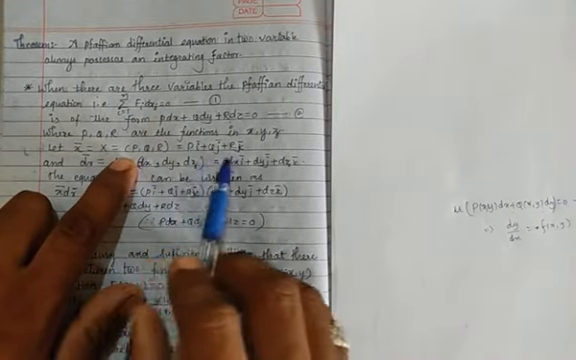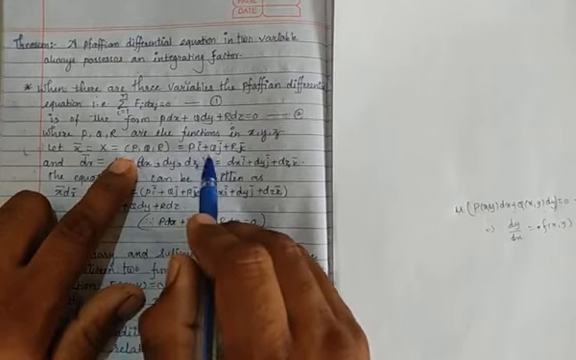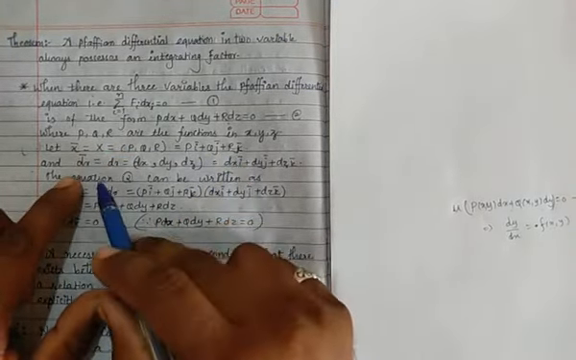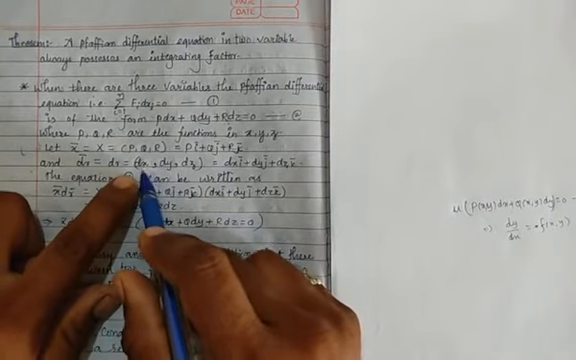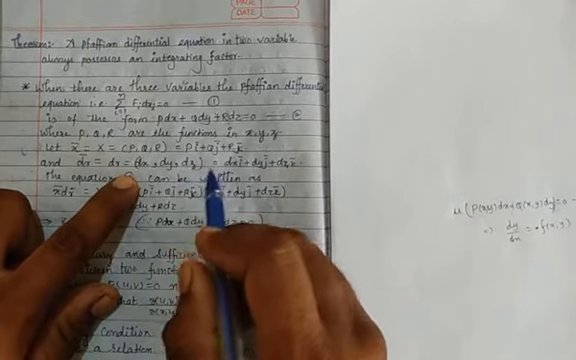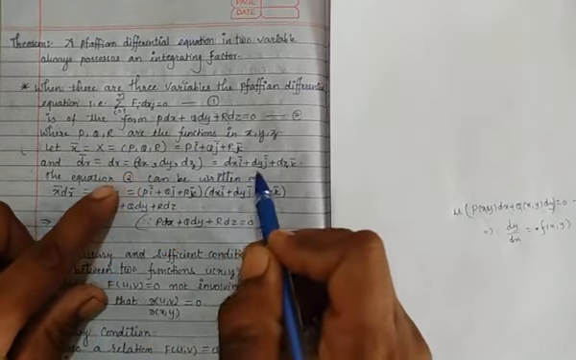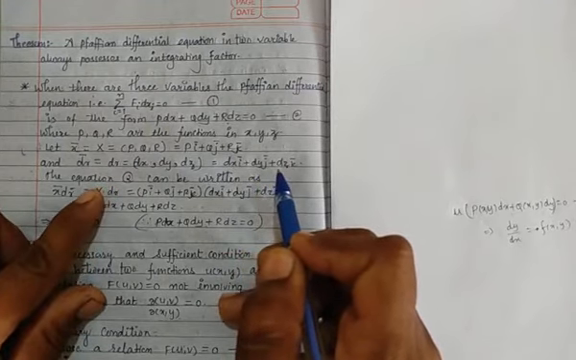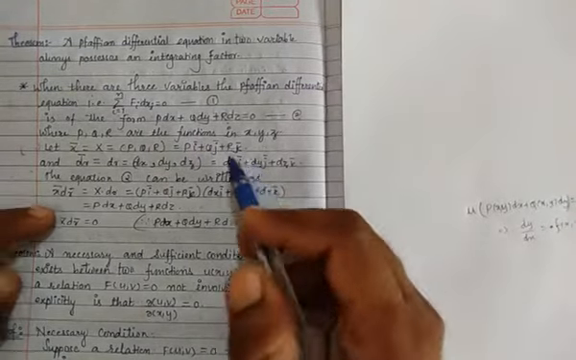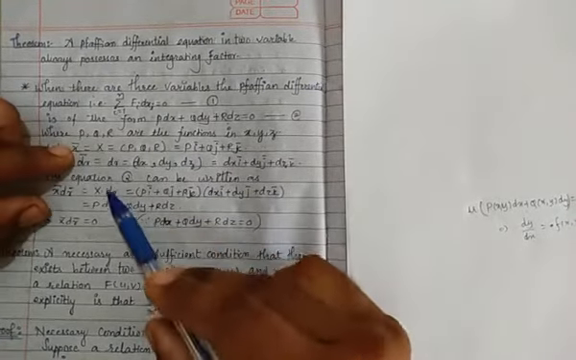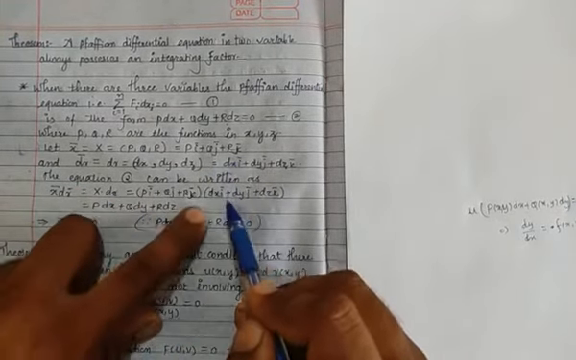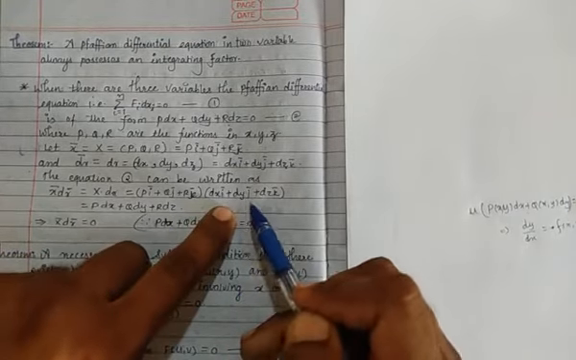So this can be written in vector form: p i bar plus q j bar plus r k bar. And dr bar, which is the tangential derivative, is dx, dy, dz. So this can be written in vector form as dx i plus dy j plus dz k bar. So this equation 2 can be written as X bar dot dr bar is equal to (p i plus q j plus r k bar) dot (dx i plus dy j plus dz k bar).